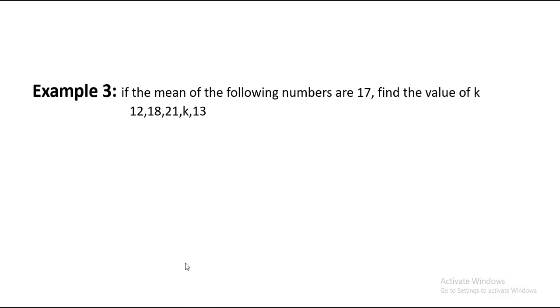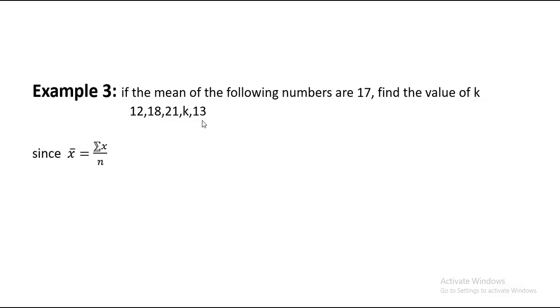Alright, so there's another example. If the mean of the following numbers is 17, find the value of k. In this example, as you can see, there are 5 values in total. Alright, and we are asked to find out this one particular value, which is represented as k. They have told us that the mean value of all these numbers including k is 17. And we are asked to find out the value of k.